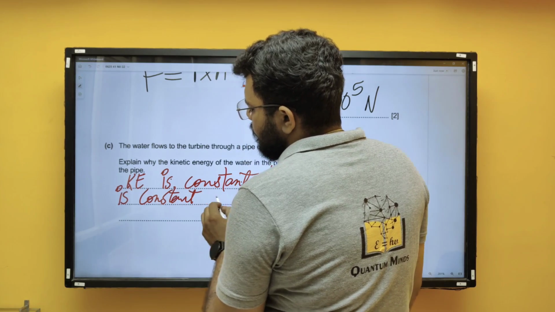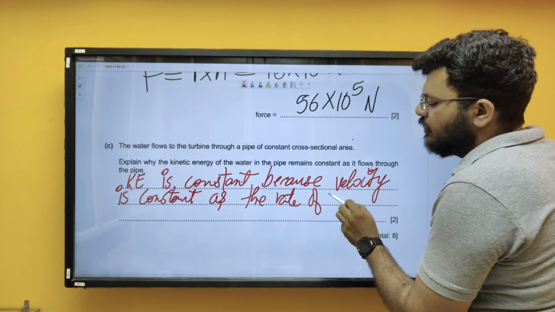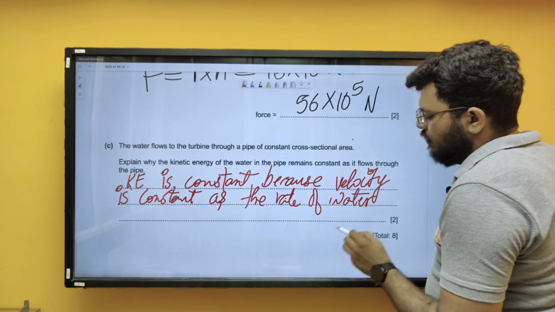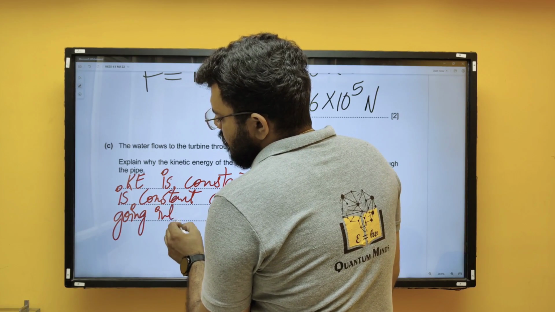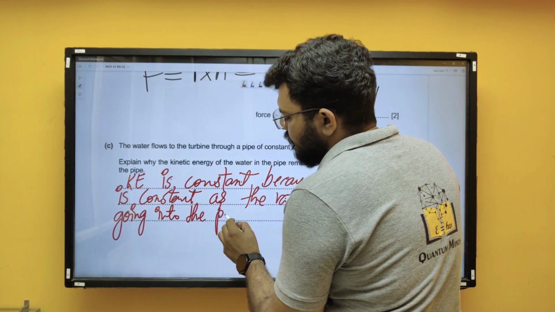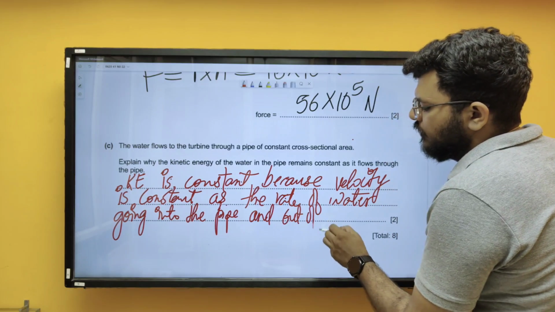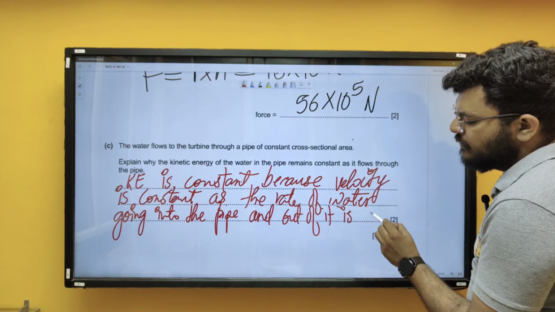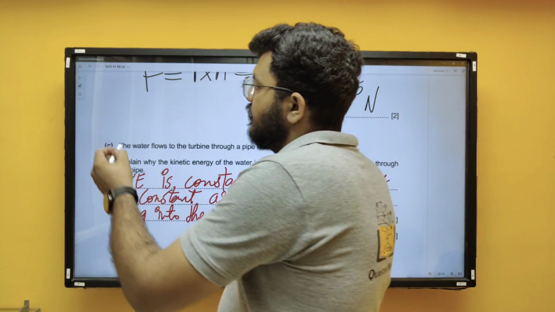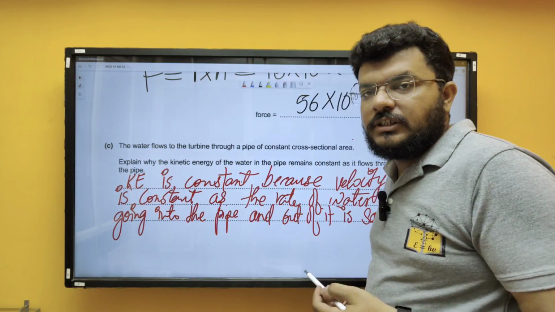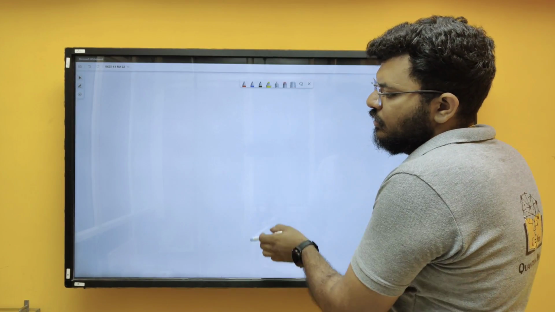as the rate of water going into the pipe and out of it is same, right? So how fast it is going in is equal to how fast it is coming out. Therefore the velocity is constant and therefore kinetic energy, which is half mv square, is also constant.